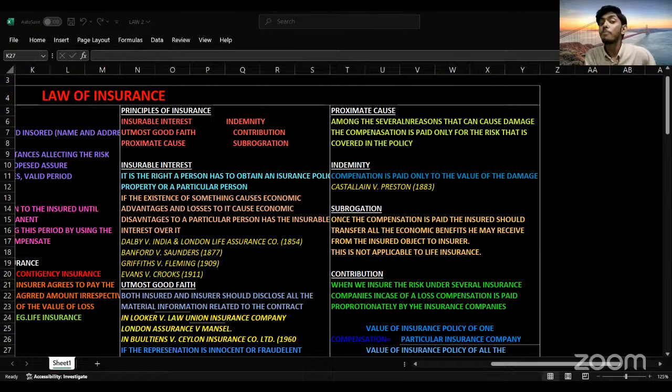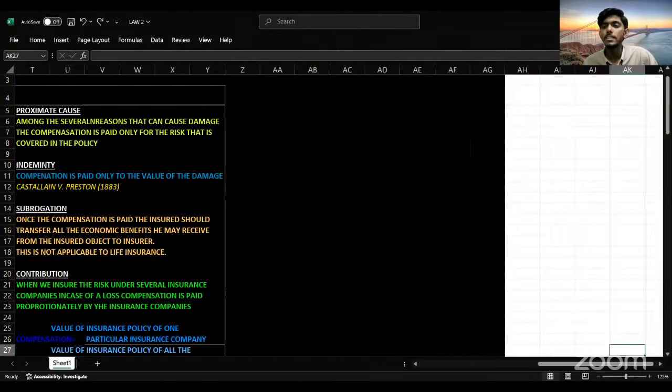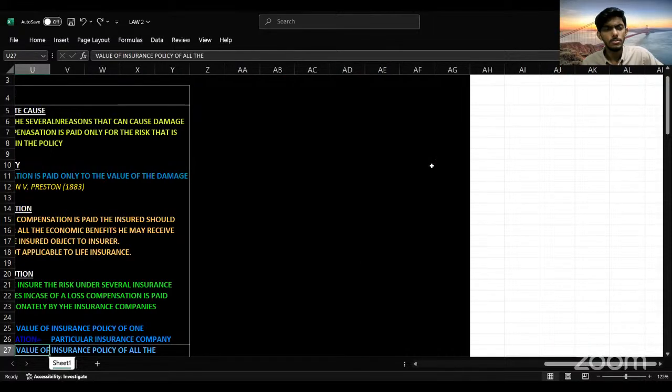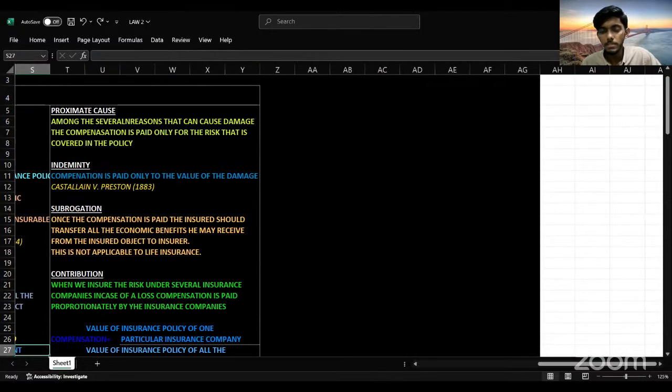So what is proximate cause? Proximate cause means out of the several reasons that led to the damage, the immediate reason, the real reason, the most possible reason that led to your damage. You call it proximate cause. And remember, to obtain compensation, the proximate cause should be covered by the insurance policy. Are we clear, kids?